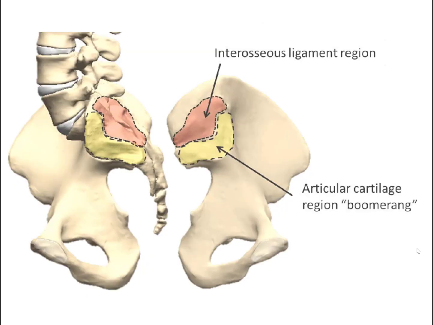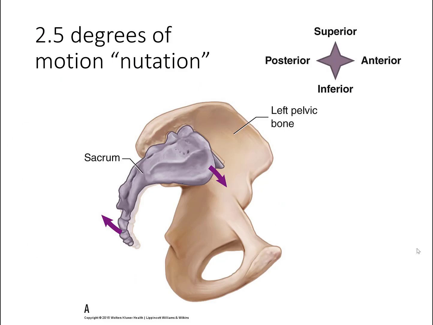But here's another depiction of the sacroiliac joint, the fibrous portion and the cartilaginous portion. It's shaped like a C. And so let's go over how much motion there is.